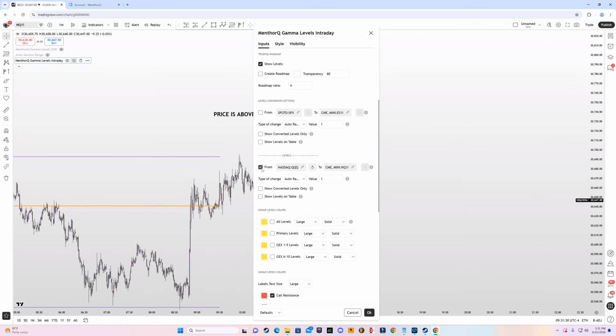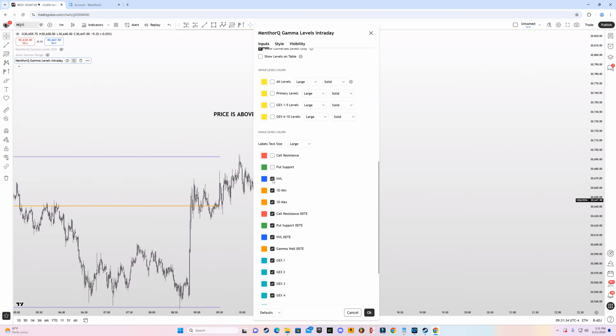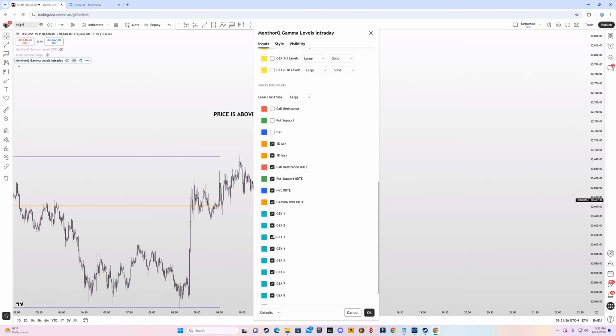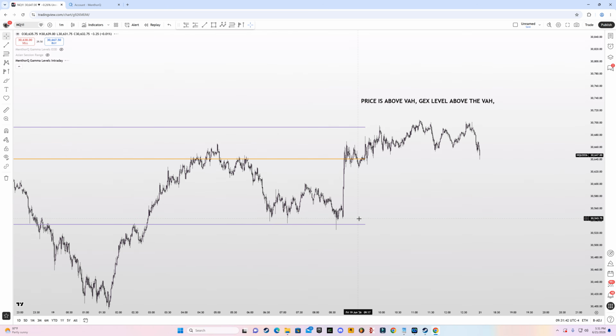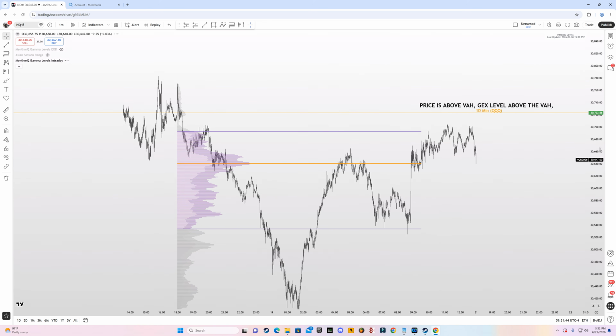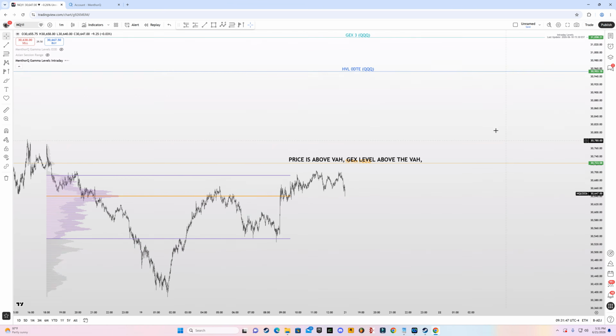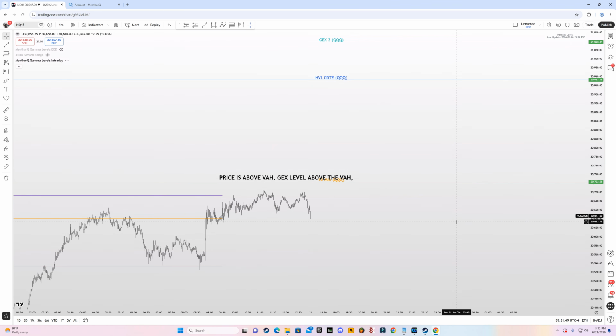Okay, so we check this, and then we only click on show converted levels only, and then we disable all these and keep only these levels on. Okay, and pretty much it's going to give you a very fast picture of what can happen, right? And sometimes I'm going to say use it with discretion, right?